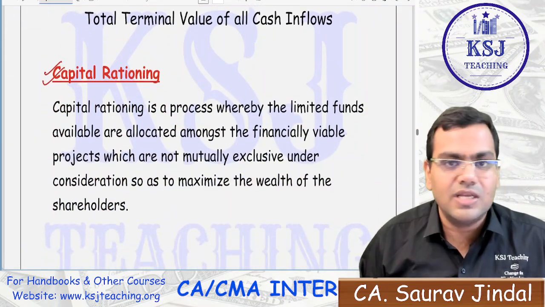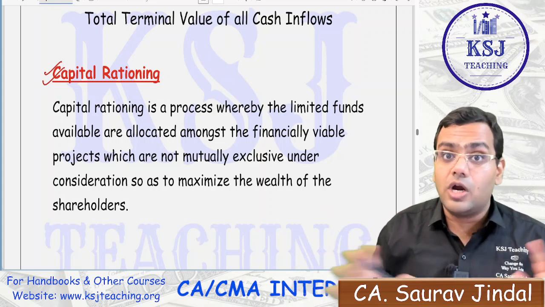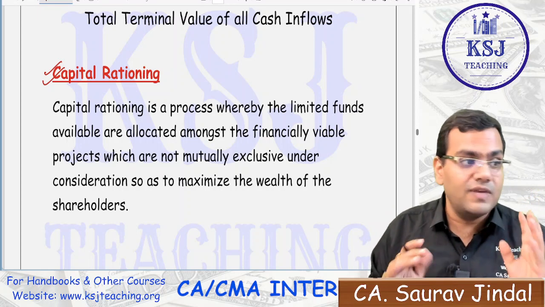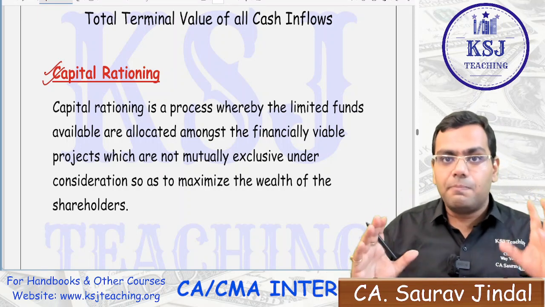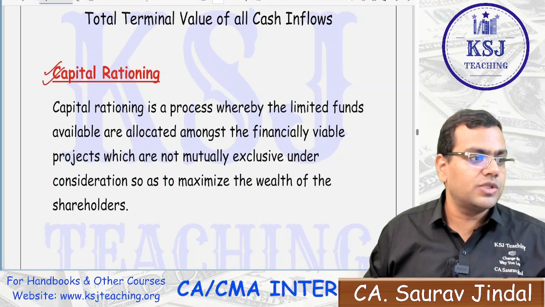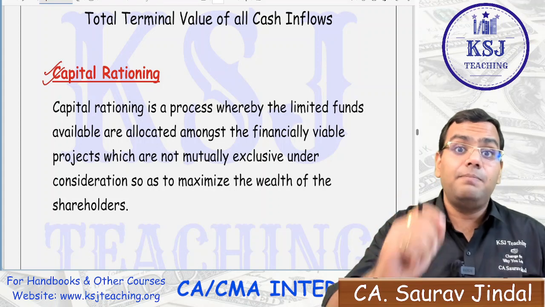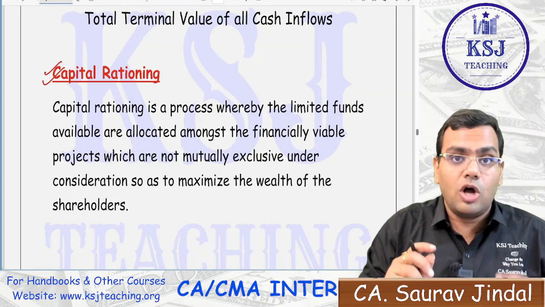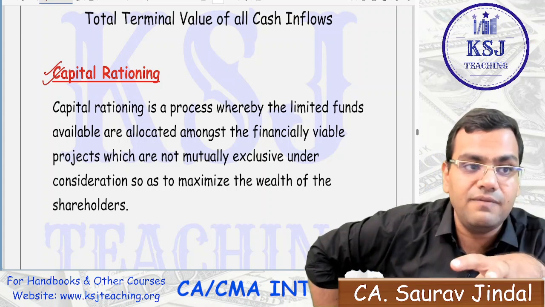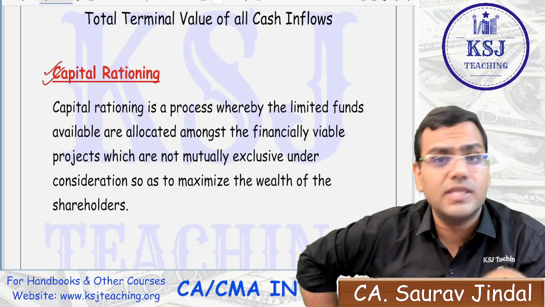What is capital rationing? You have 5 independent projects, not mutually exclusive, which you can choose, but the problem here is limited funds. So how will you choose? You will choose on the basis of NPV. You will select all those projects which are giving you the higher NPV, and leave only the project which has the lowest NPV.